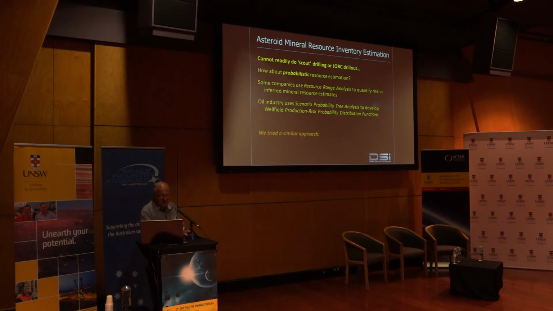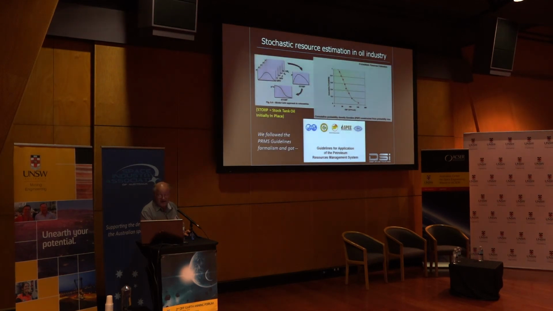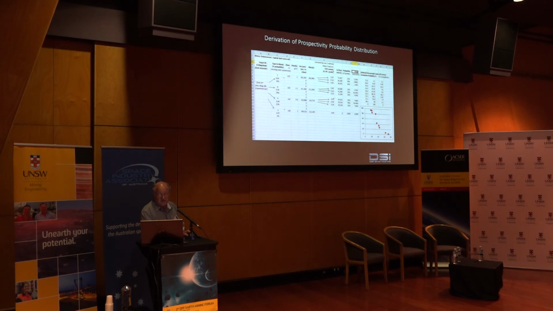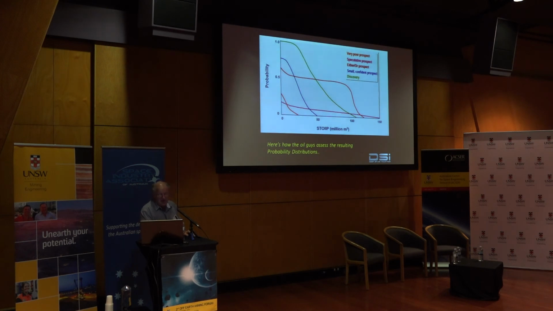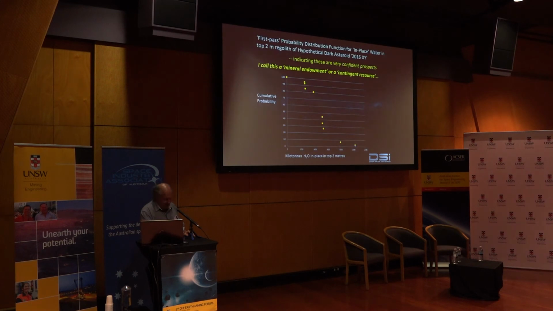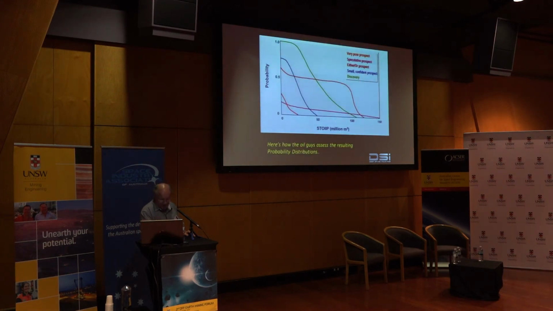It uses probability tree analysis, and I worked through the methodology and got a distribution like that for a hypothetical dark asteroid. That says close to 100% likelihood of getting a little bit of water and 50% likelihood of getting 600 kilotons of water for a certain range of situations. But interestingly, when translated across to what the oil industry says is a good shape, the shape of that cumulative probability is very similar to the green one there, which is called a discovery.